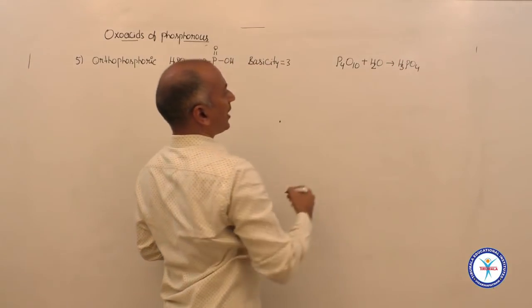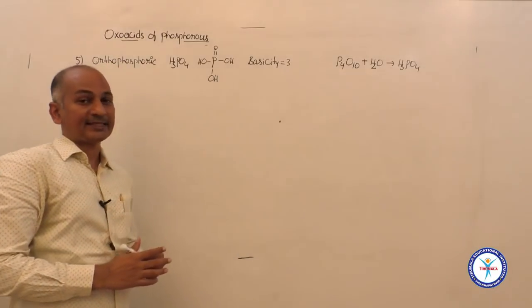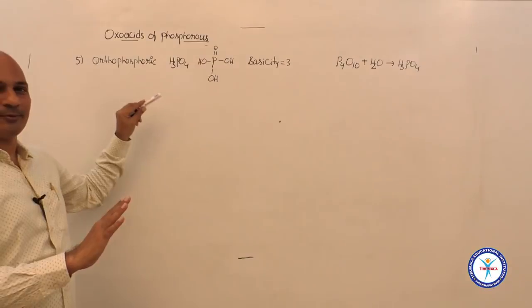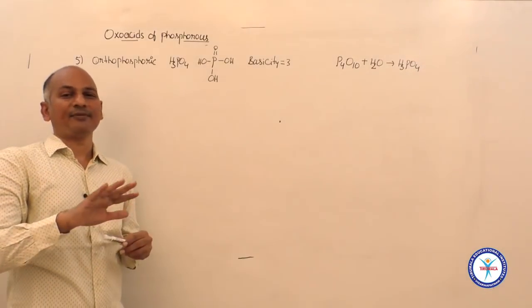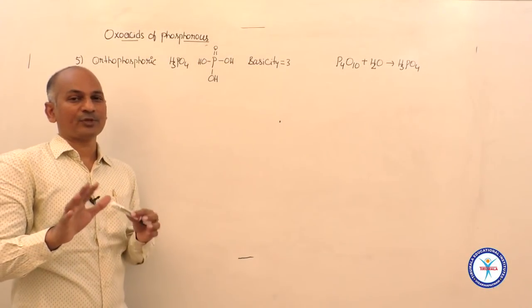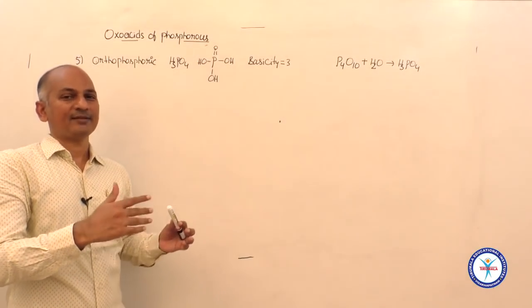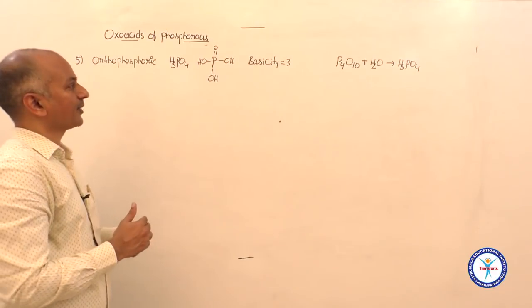H3PO4, orthophosphoric acid. All of you please remember one thing. This is generally called phosphoric acid. Generally that prefix is omitted. So its actual name is orthophosphoric acid, which is more famous simply as phosphoric acid.